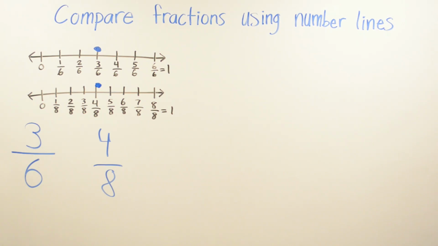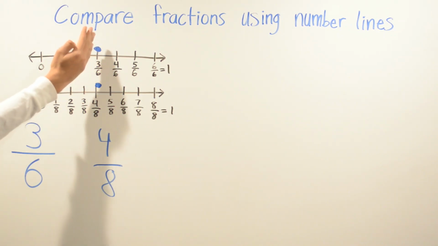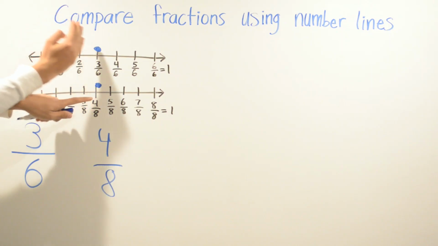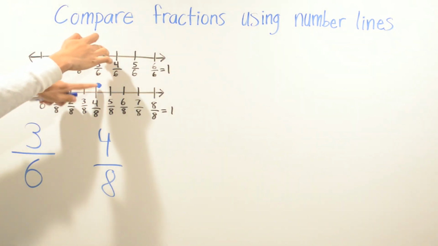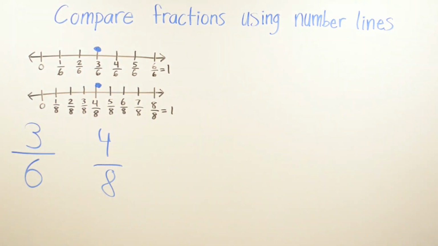So which one is greater or less, or it could be equal? So let's see. We have 3/6 here, and if we go to 4/8, 4/8 is right there. So it's equal to. So your answer is 3/6 is equal to 4/8.